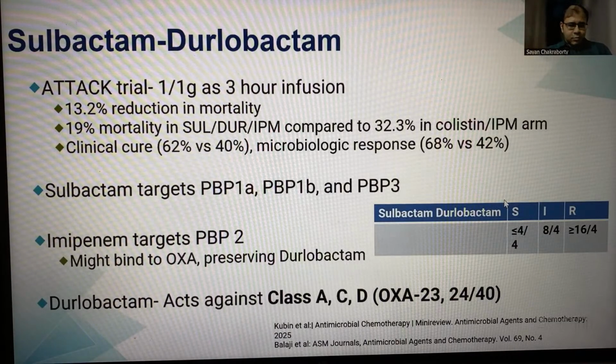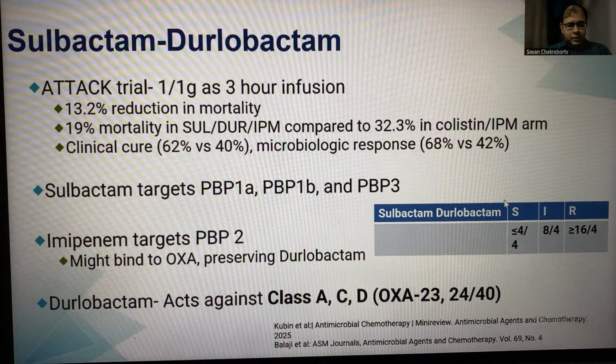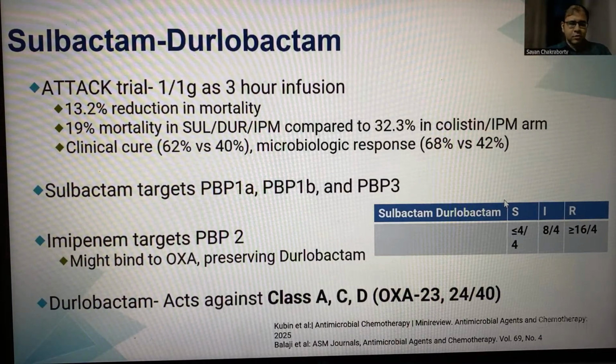Now the newer molecule, that's the sulbactam and durlobactam combination, which is not available in India right now, but this is a good combination. Here, as per the ATTACK trial, this can be given in a 1:1 ratio, 1 gram plus 1 gram in a 3-hour infusion. They have shown it has decreased mortality, and the studies also show a good favorable outcome in this particular combination, sulbactam-durlobactam with imipenem, in this ATTACK trial.